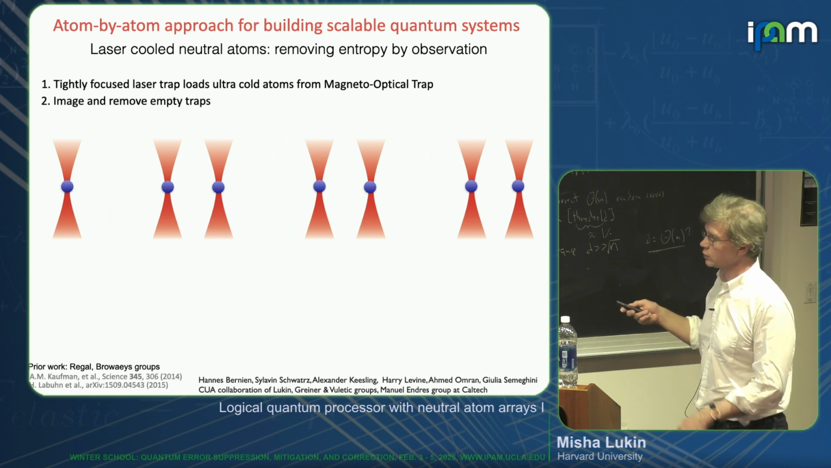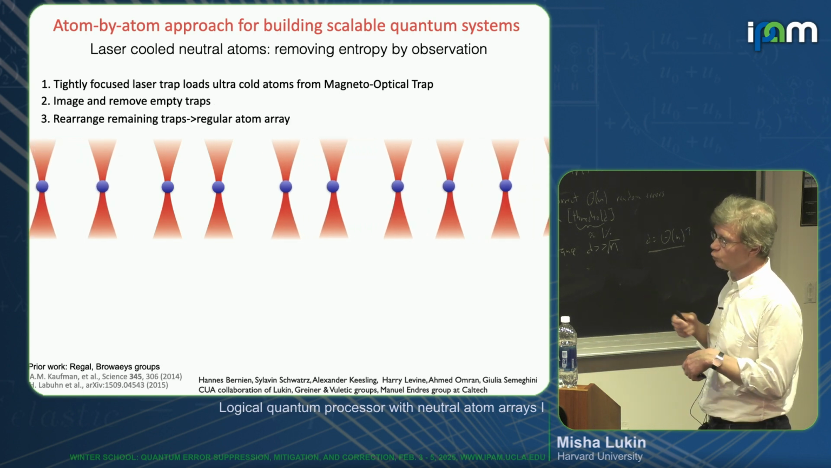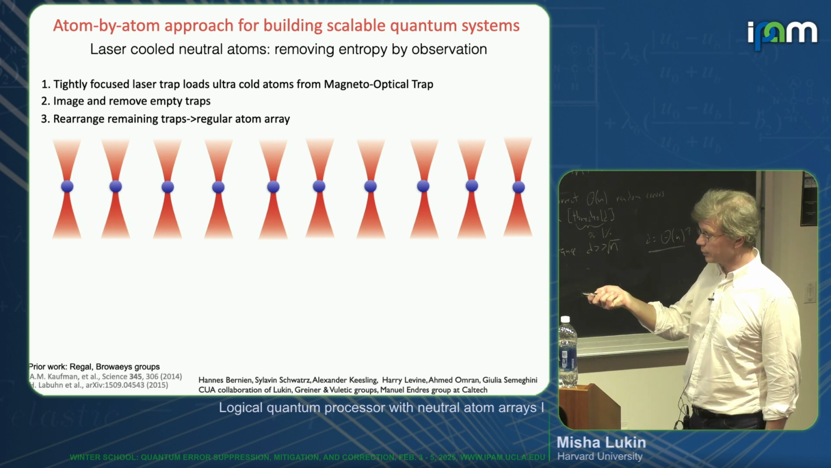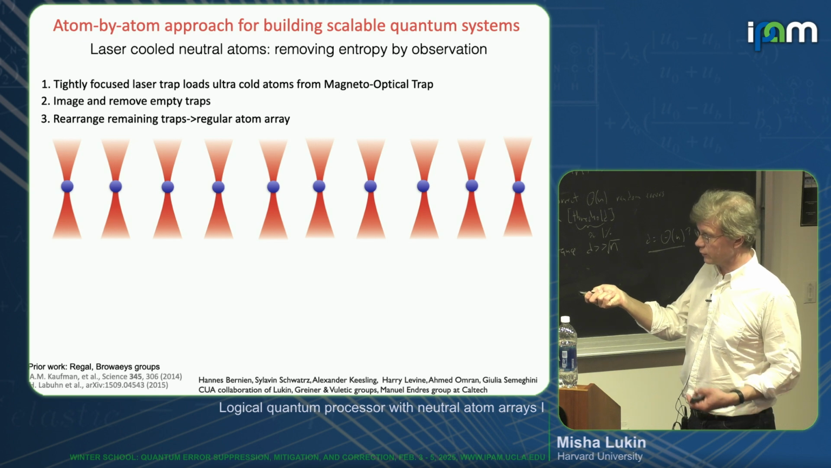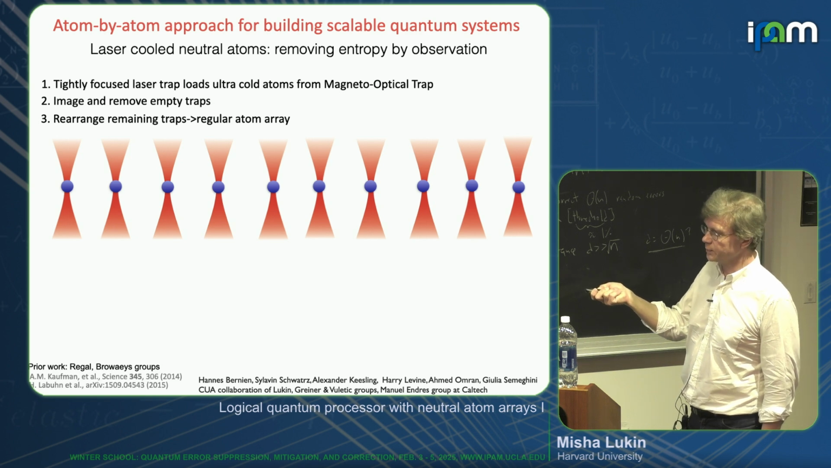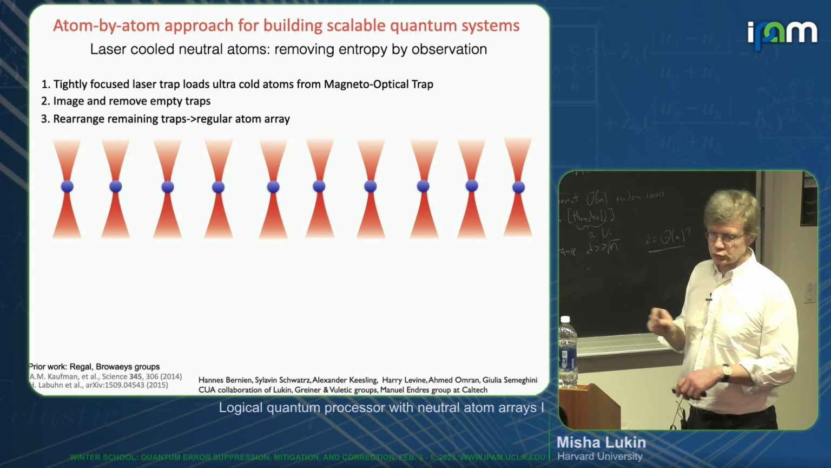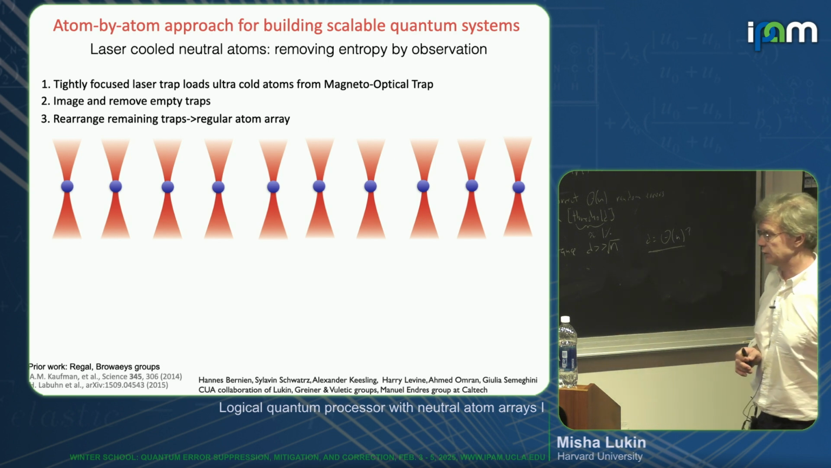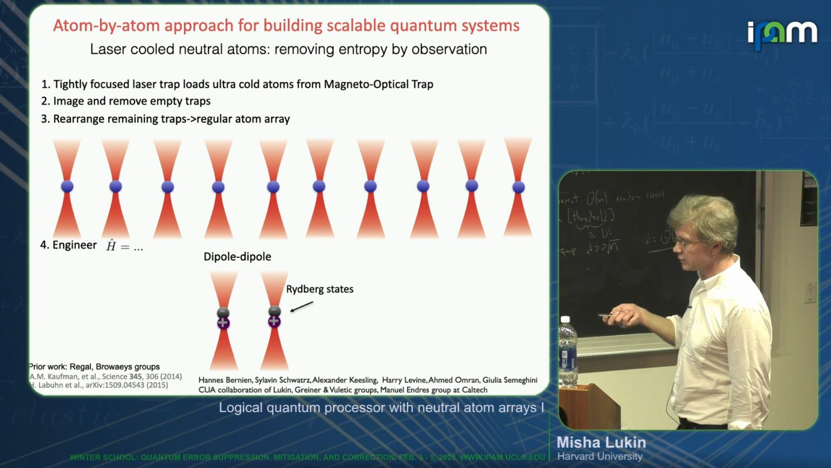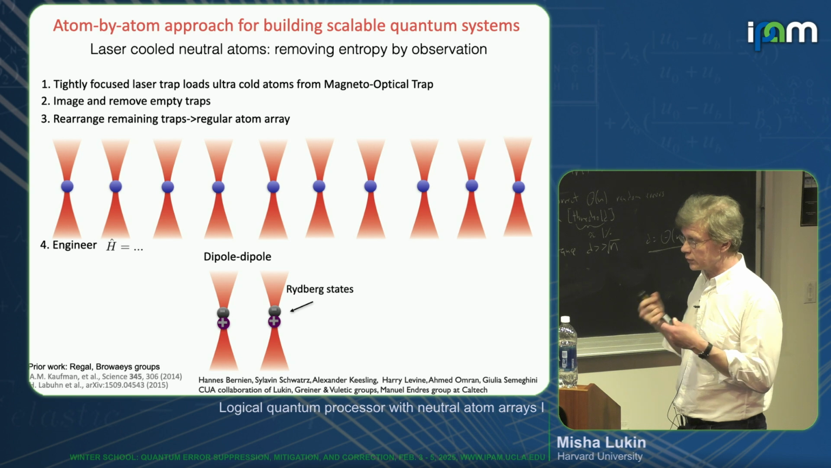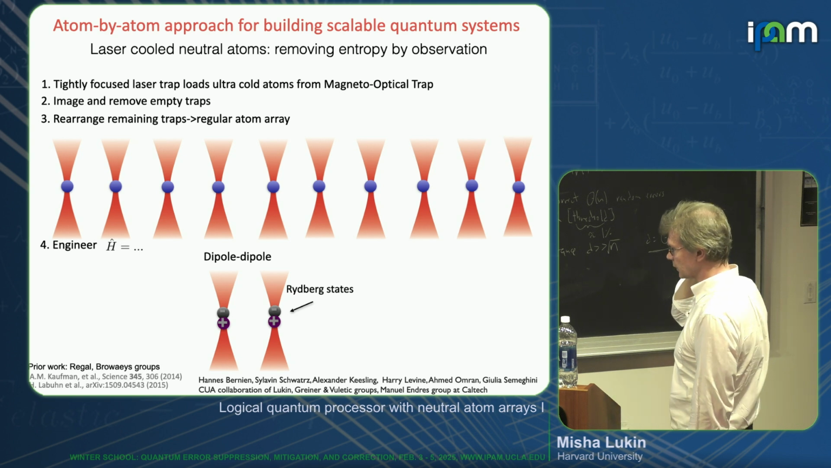So one way of doing it is, for example, removing the empty traps and just moving the rest around. With that, you end up with arrays of atoms, kind of artificial crystals, if you want, which are separated by a couple of micrometers, so they're easily optically addressable. At this point, these atoms don't interact. It's a completely classical system. So to make them interact, we'll excite them into so-called Rydberg states, and then make them interact and do quantum logic.